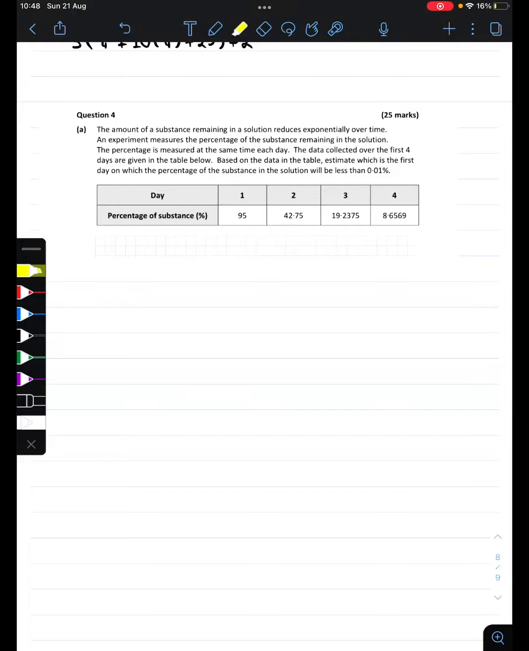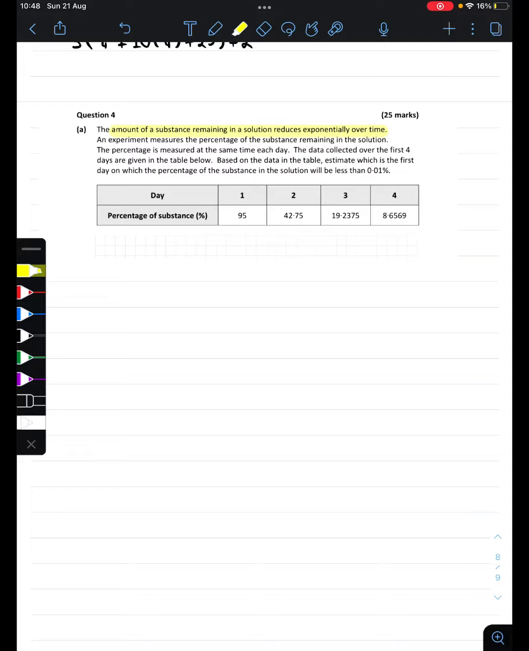Hi guys, so today we're going to take a look at question 4 of the 2017 exam paper 1. The amount of a substance remaining in a solution reduces exponentially over time. An experiment measures the percentage of the substance remaining in the solution. The percentage is measured at the same time each day, and the data collected over the first 4 days are given in the table below.